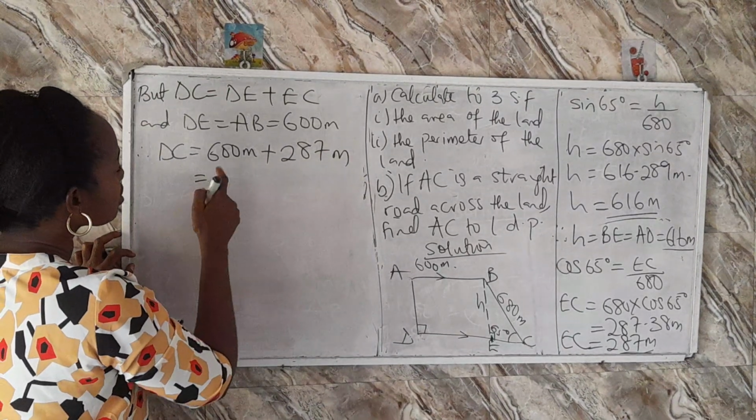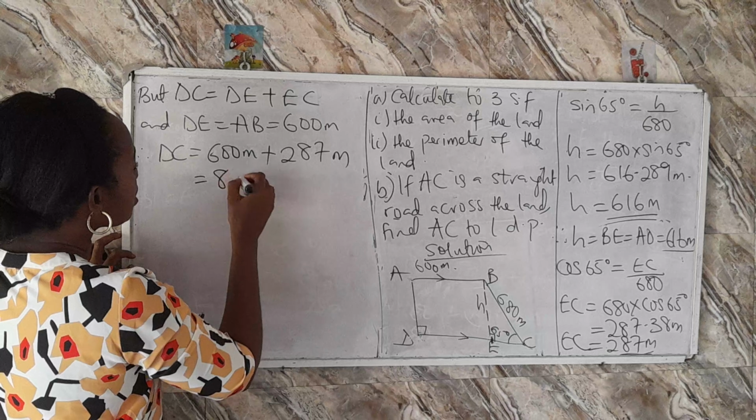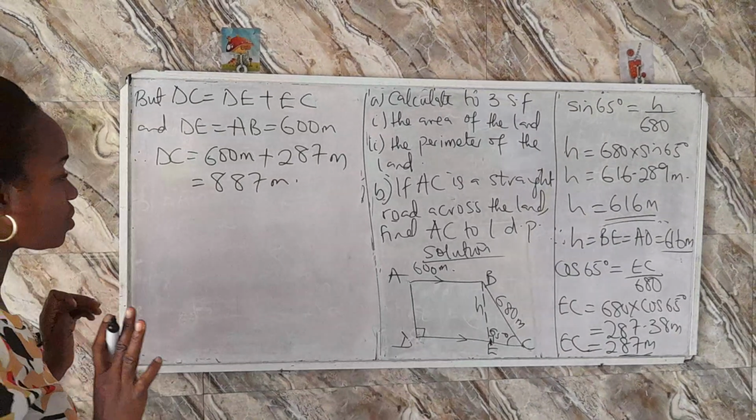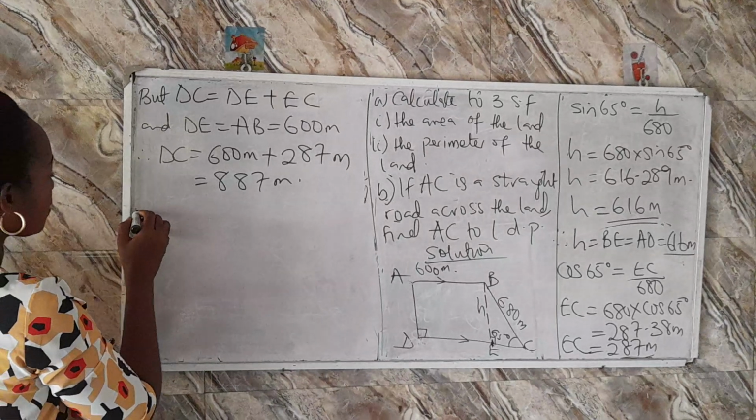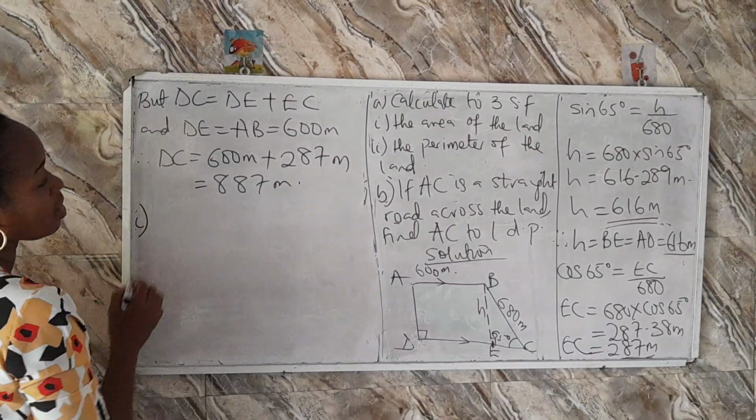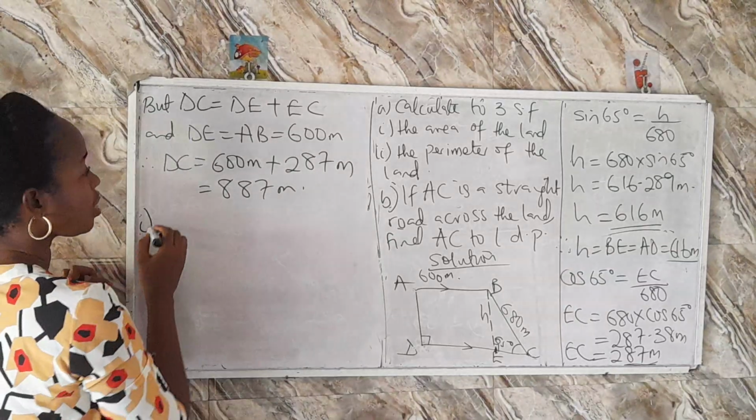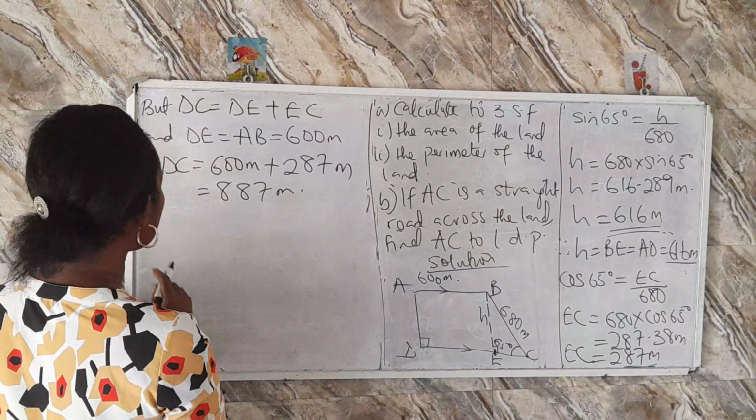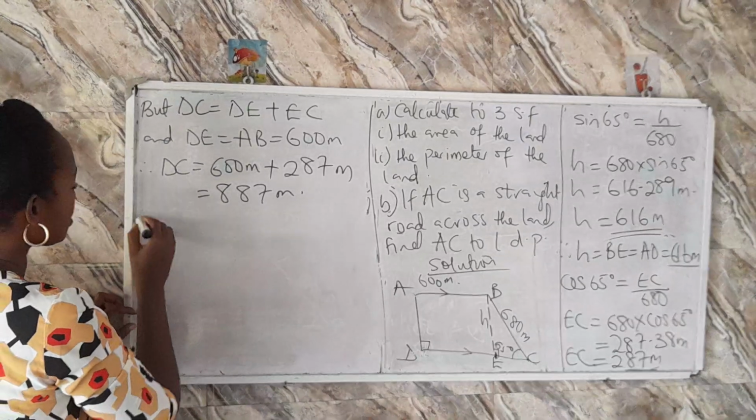This gives us 887 meters. So we have gotten the 4 sides we need. Now let's answer the first question. It says we should find the perimeter. Okay, we have to find the area first. We find the area first.